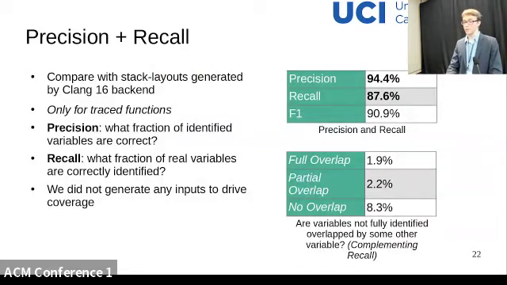We also measured the accuracy of our approach by comparing with the ground truth stack layouts as allocated by the Clang 16 backend. About 94% of identified variables have correct bounds, and we recover about 88% of all variables and functions that were executed at least once during tracing.